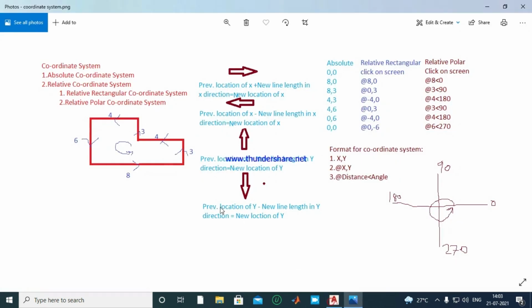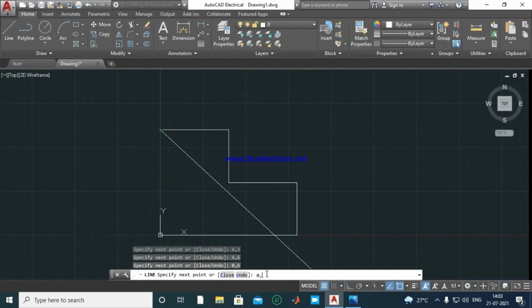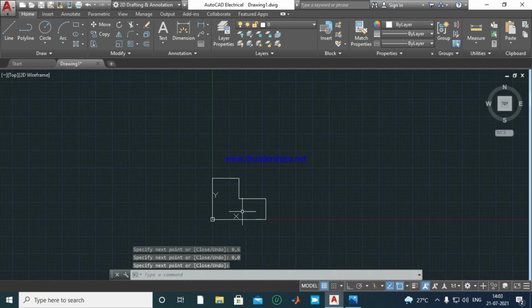Now you know that the previous value of y is 6 here and the new value is 6 only. So you are going in downward direction. So the previous location of y minus the new line length in y direction will give you the new location of y. So 6 minus 6 will give you 0. So I am going to enter 0 for y and once again hit enter. So this way we have drawn this object.